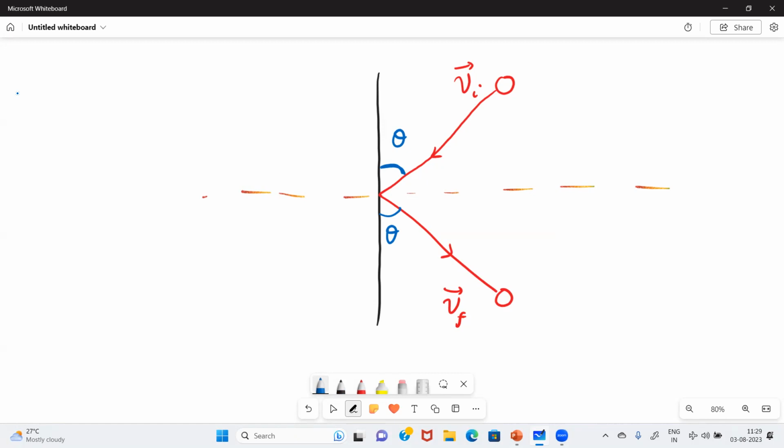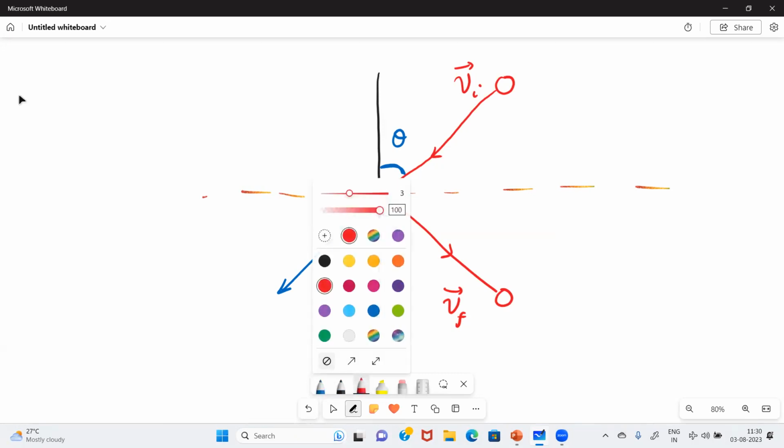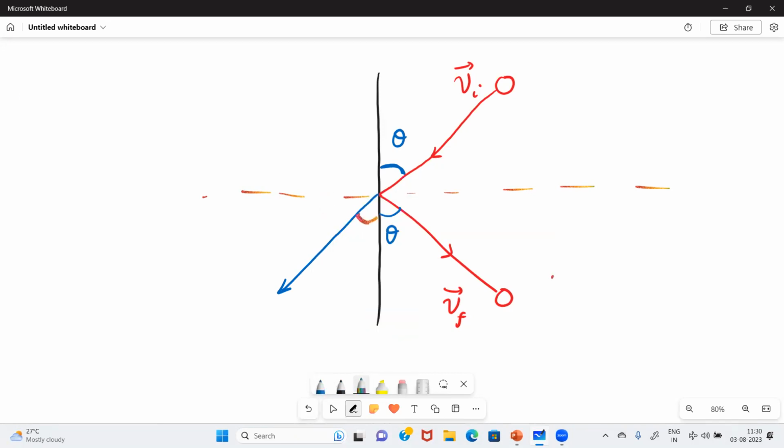Students, are you able to observe? Is there any difference? Yes. This time the angle is with the y-axis, not with the x-axis. In such a case, what will happen? If that angle is theta, what is this angle? Theta, vertically opposite angles.